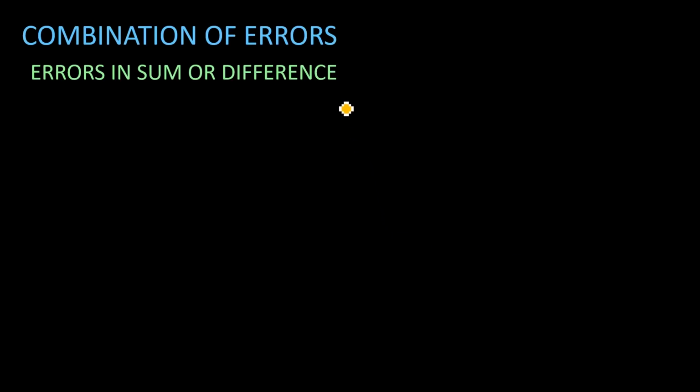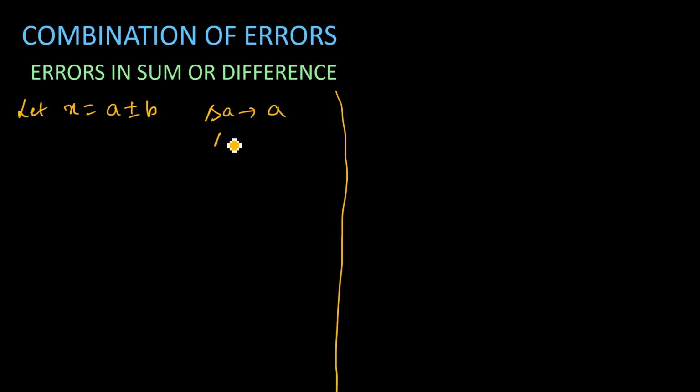So from here onwards, it's very important. Listen carefully. Combination of errors. Errors in sum or difference. Let x equal to a plus or minus b. Further, delta a is the absolute error in measurement of a, and delta b is the absolute error in measurement of b. So here a and b are there, no? These are absolute errors, and delta x is the absolute error in the measurement of x.